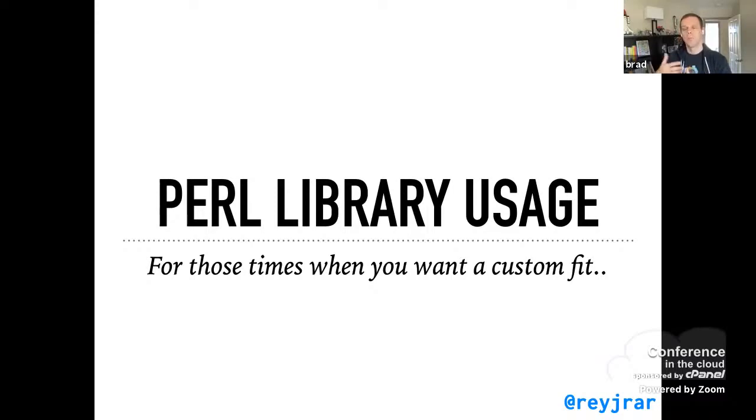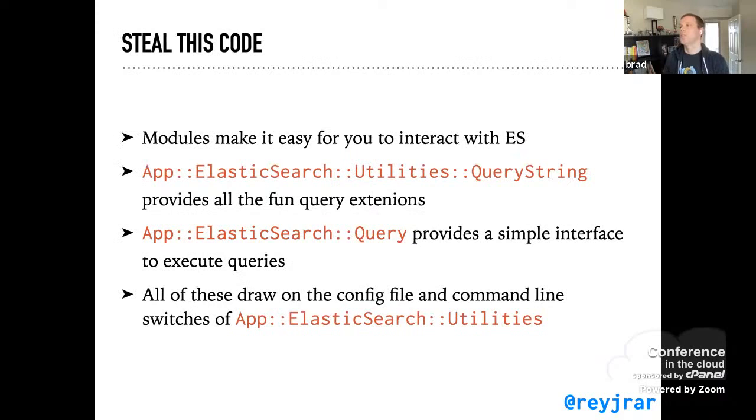This is also a Perl library that I've been working on and used. It's been becoming more and more OO so that it's reusable, to make it a little bit easier to work with. App::ElasticSearch::Utilities::QueryString provides all of the cool query string expansion that I showed you. App::ElasticSearch::Utilities::Query provides an interface around doing very simple queries. And these are all from the config and command line options of App::ElasticSearch::Utilities. So when you build a utility with these modules, you have --host, you have the basic user authentication, you have bases, you have all those things available to you.